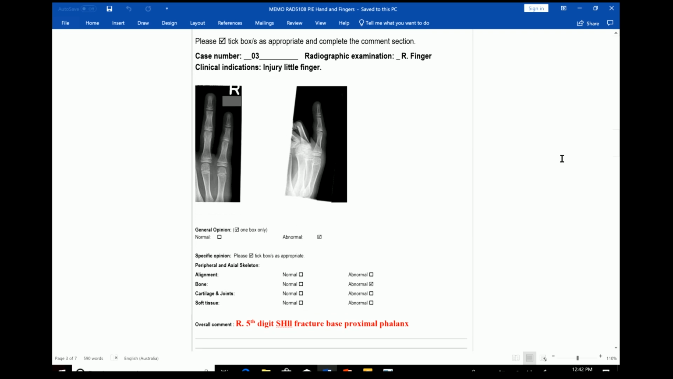So for this case then, again, the case is abnormal. There's a fracture of the bone. It's abnormal. So the cartilage and joint is not involved. And also we can't really pick up on any soft tissue issues. So the overall comment then is there's a right fifth digit Salter-Harris type 2 fracture at the base of the proximal phalanx.